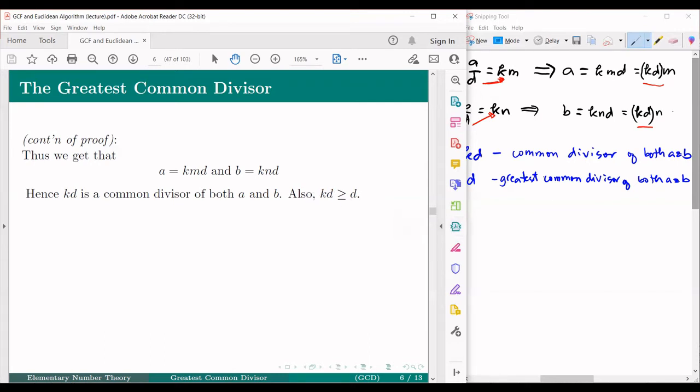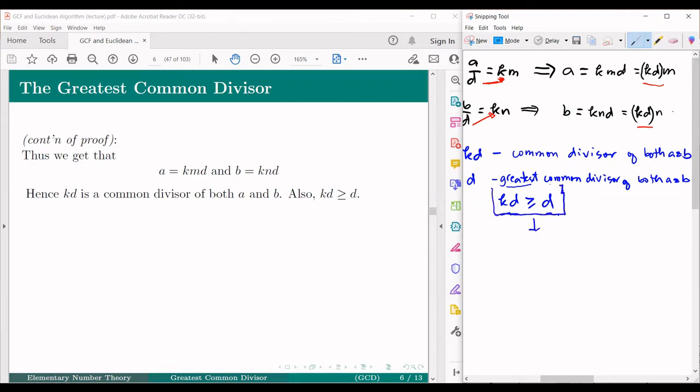So notice here, KD is a common divisor of both A and B. And D is the greatest common divisor of both A and B. So in that case, we are forced to have, because KD is greater than or equal to D, and we know that KD is a common divisor of both A and B, and D here is the greatest common divisor. Take note, greatest common divisor. So this inequality will only hold when KD is equal to D.